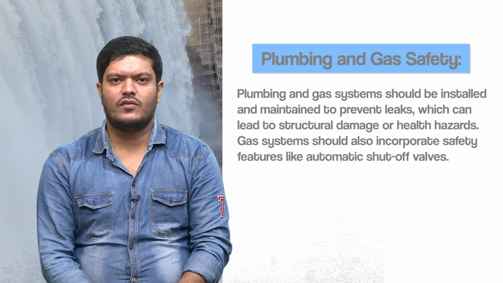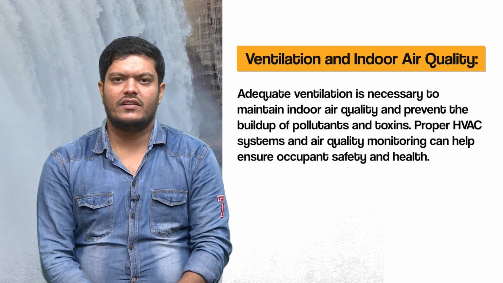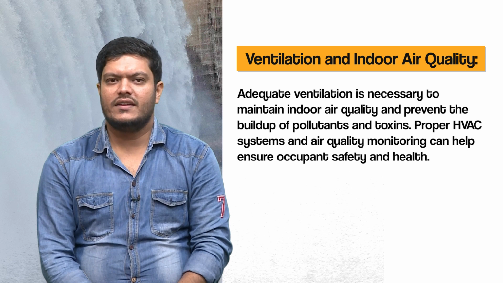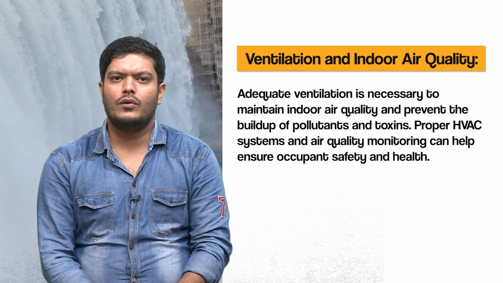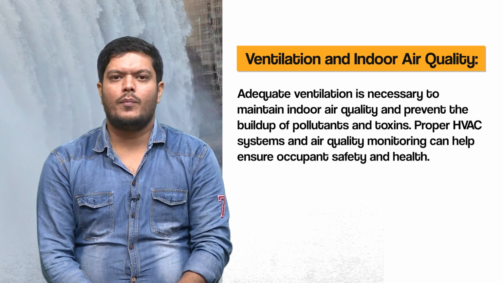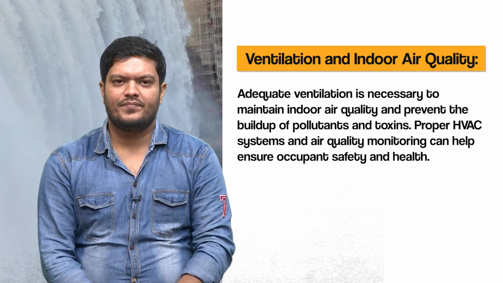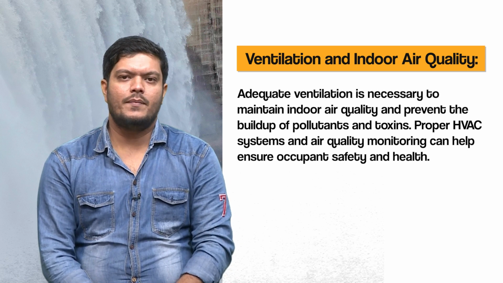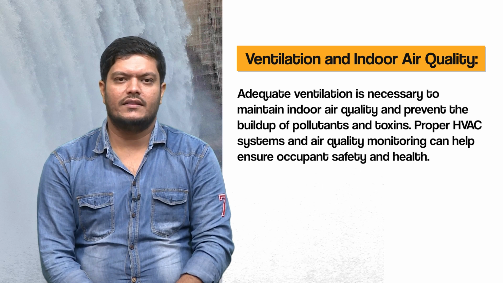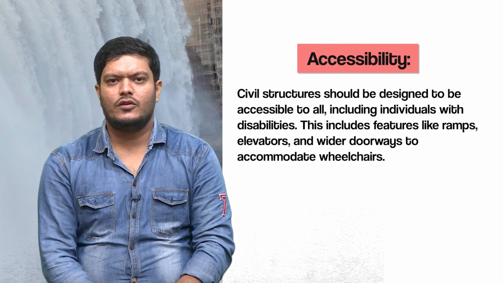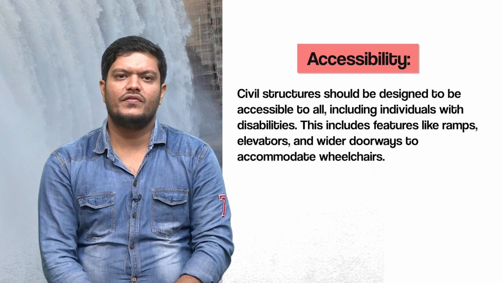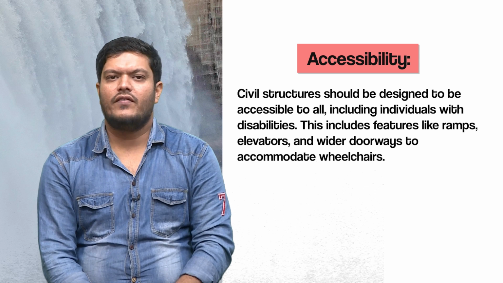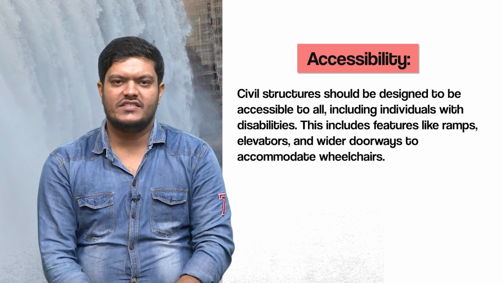Ventilation and indoor air quality. Adequate ventilation is necessary to maintain indoor air quality and prevent the buildup of pollutants and toxins. Proper HVAC systems and air quality monitoring can help ensure occupants' safety and health. Accessibility. Civil structures should be designed to be accessible to all, including individuals with disabilities. This includes features like ramps, elevators and wider doorways to accommodate wheelchairs.